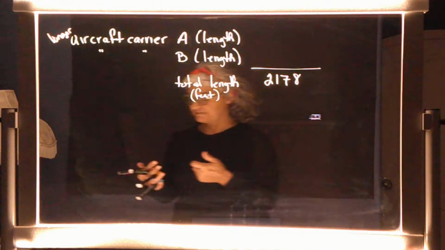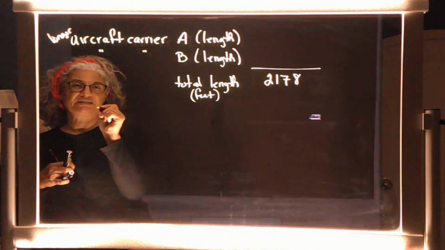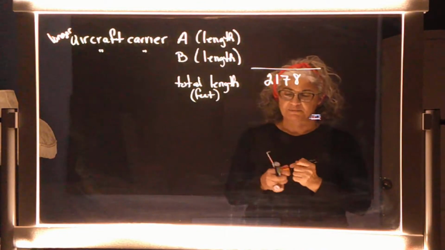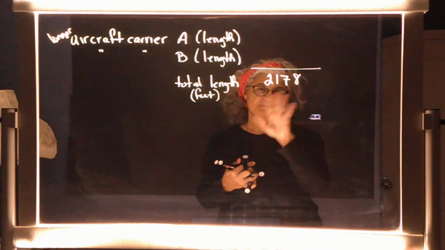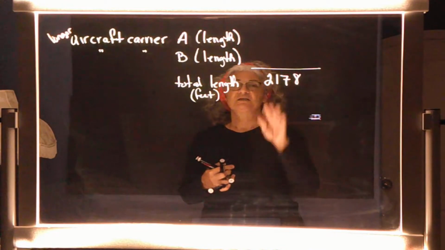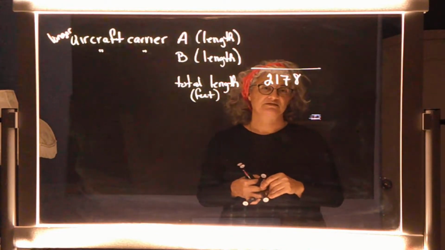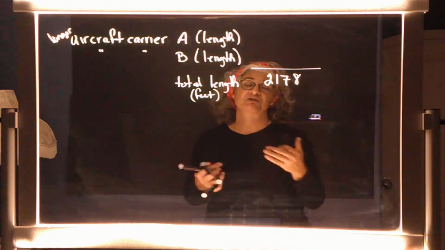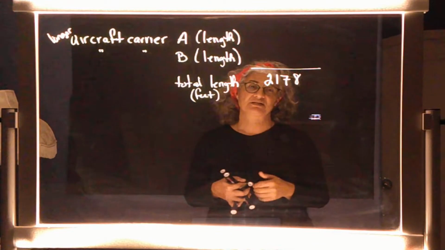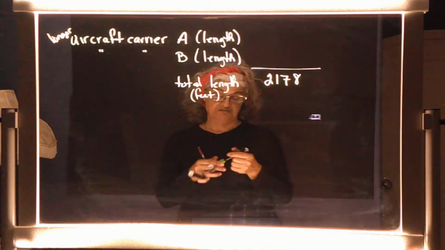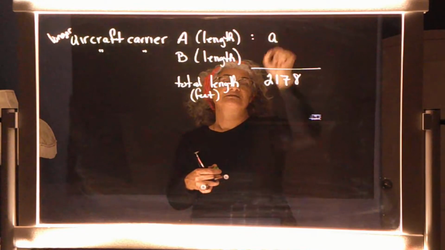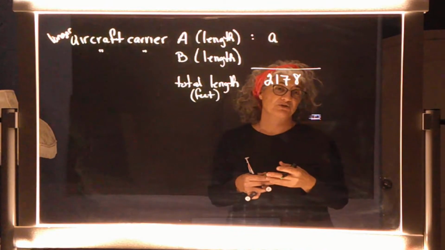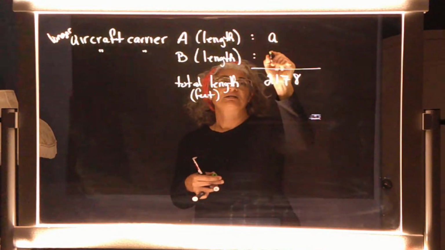Okay, let's see. Difference in length. So hold on a second. Let me come back over here because they're wanting us to find the length of each carrier. The total length is 2,178, right? Do I know the length of aircraft carrier A? Did they give me anything about its actual length? No. So here's the deal. I am going to call it A. And did they tell me anything about the length of aircraft carrier B? No. So I'm going to call it B.